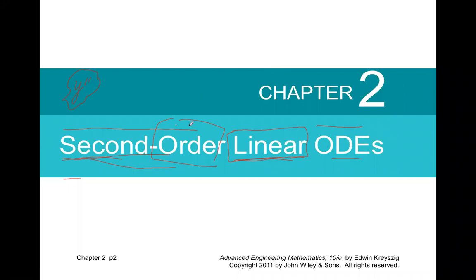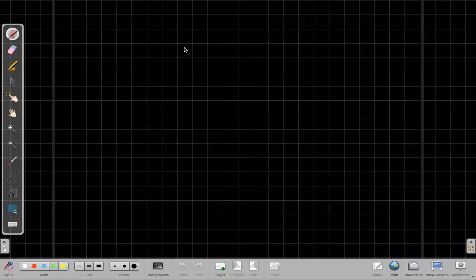So we talk about the first section. The first section we will talk about is the homogeneous linear ODE of second order.